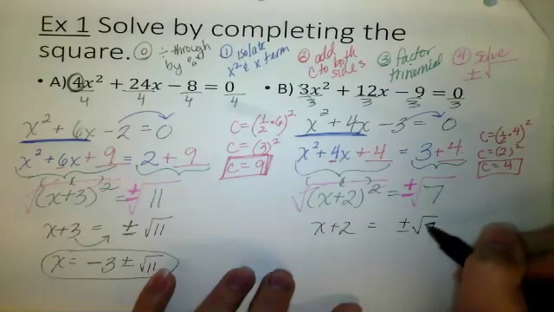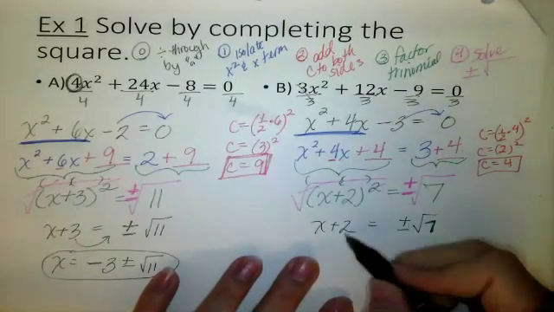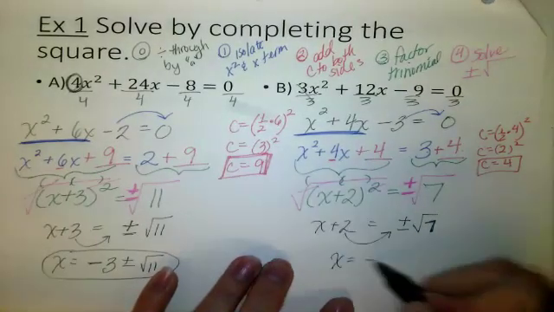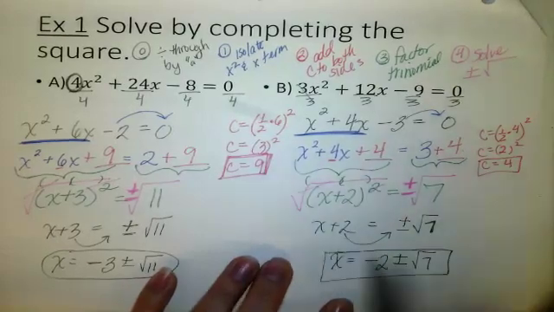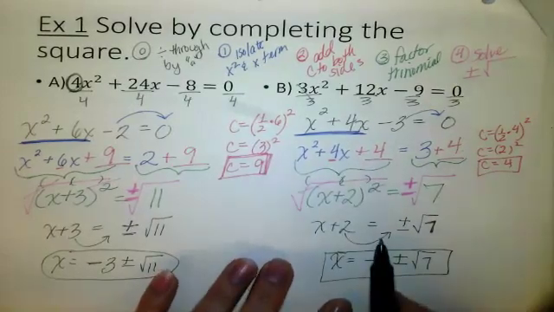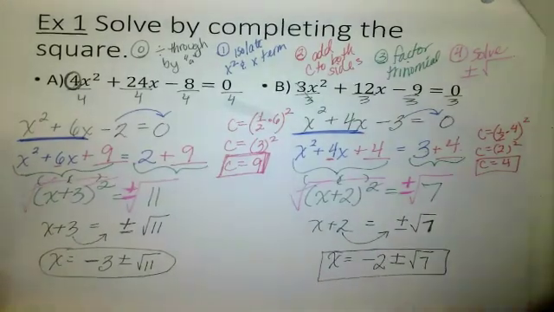I can't fix radical 7 at all. And then how do you get x by itself? Subtract the 2. So x equals negative 2 plus or minus radical 7. Are you okay with me drawing arrows like this to say, go over here? Yeah? Looks nice. As long as you change the sign, you're allowed to do that. Okay? Go over here. Just become negative, or opposite. Become the opposite.